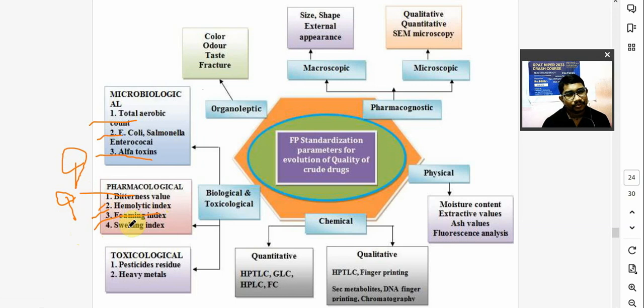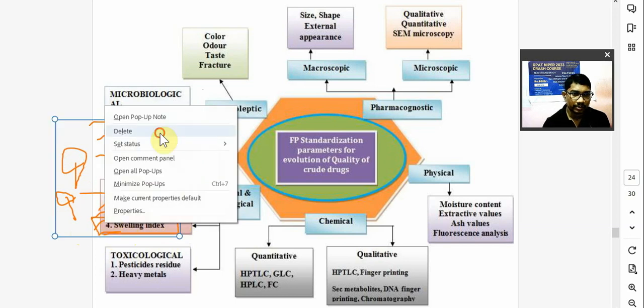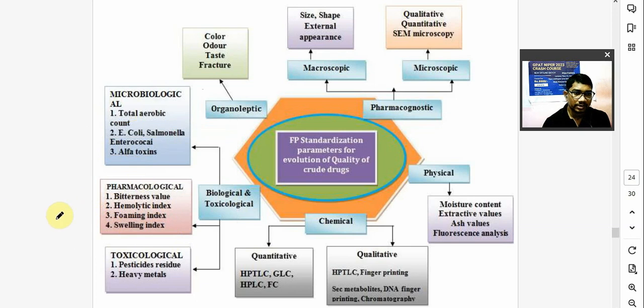So the first one is the ash value. Ash is of three types. What is meant by ash? Residue remaining after incineration of the plant material or organic matter. If you burn the organic matter, whatever is remaining is known as the ash. There is the total ash value, water soluble ash, and acid insoluble ash.